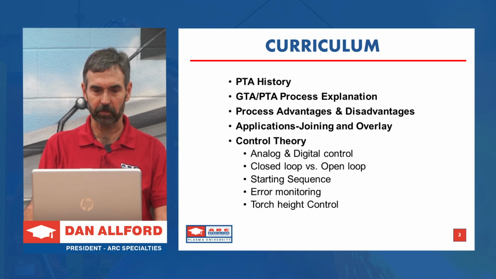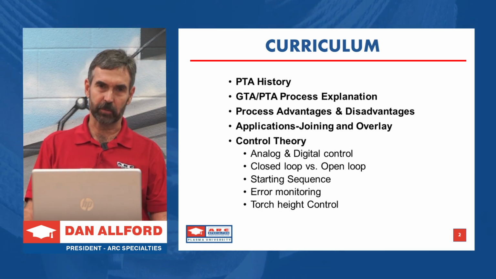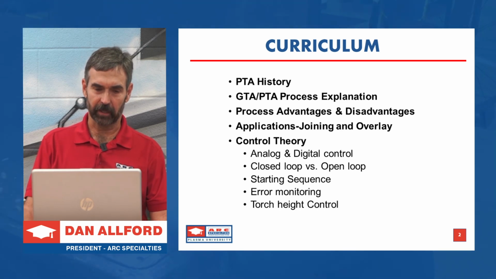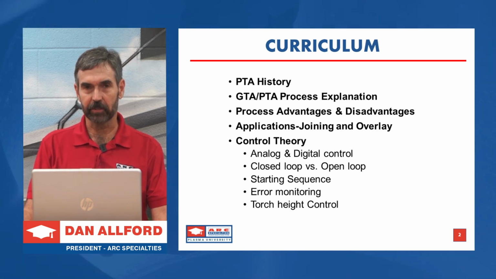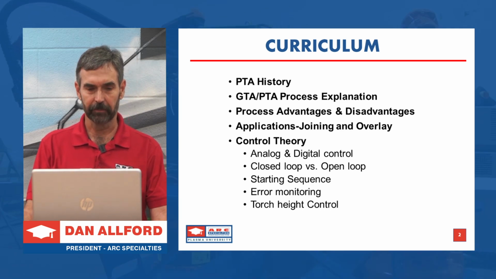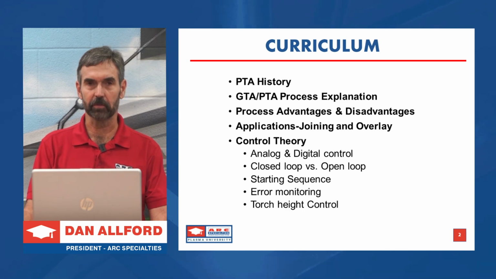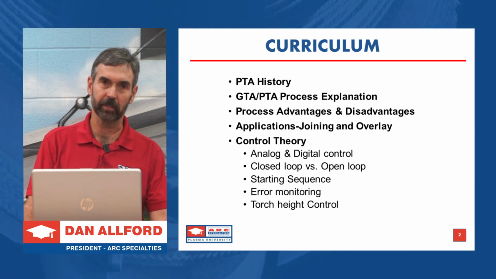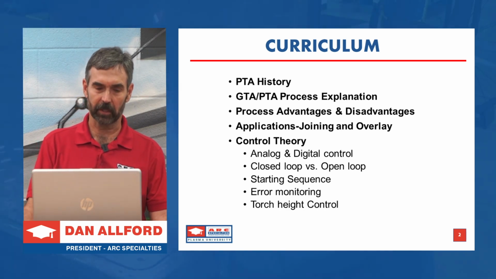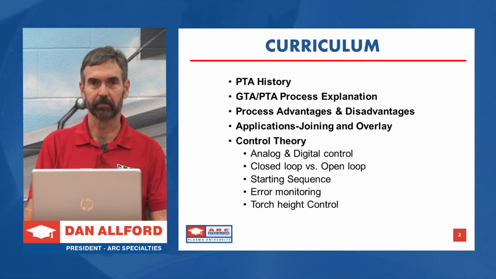We're going to talk about plasma transferred arc history, that's PTA. We're going to talk about the differences between GTA, which is TIG, and plasma. We're going to talk about the advantages and disadvantages. We're going to show you some applications on joining and overlay. We're going to talk a bit about control theory, analog and digital control, closed loop versus open loop. We're going to talk about the starting and stopping sequences for plasma welding. We're going to talk about error monitoring and torch height control.